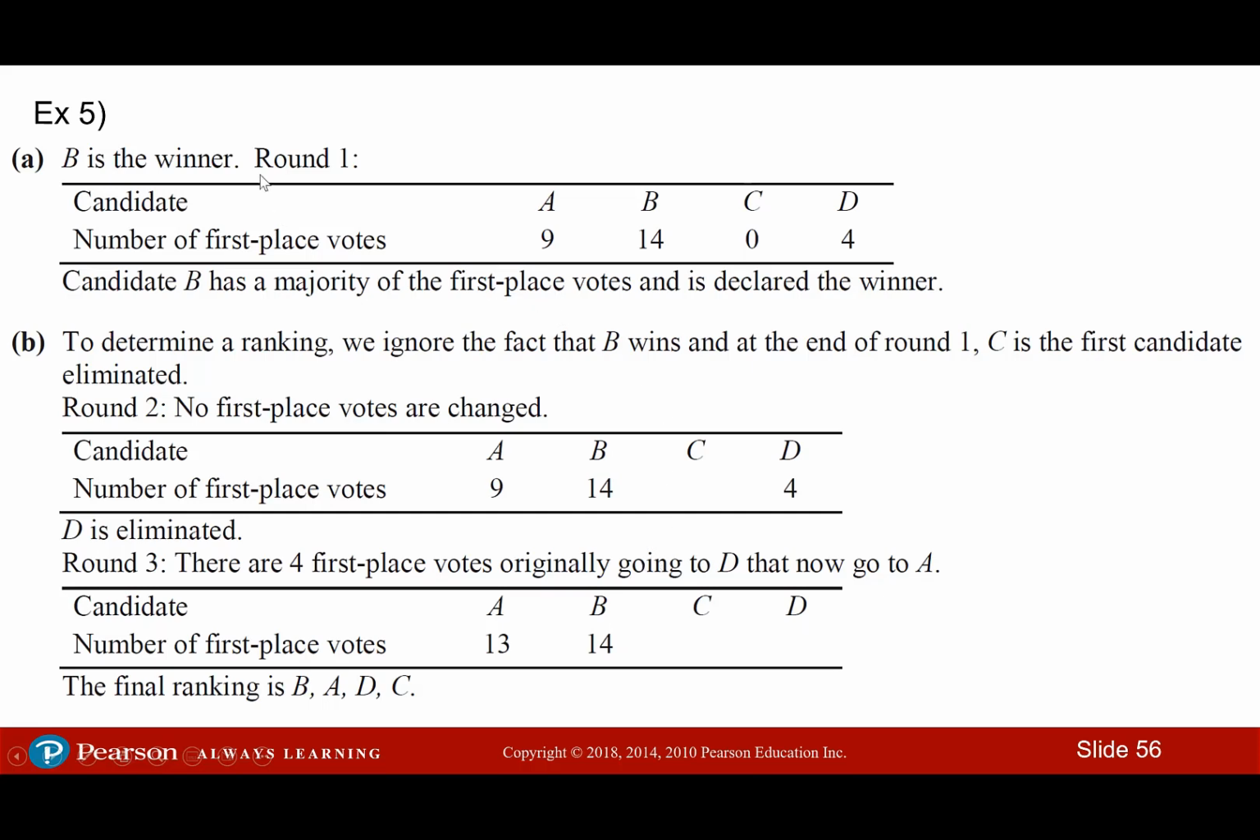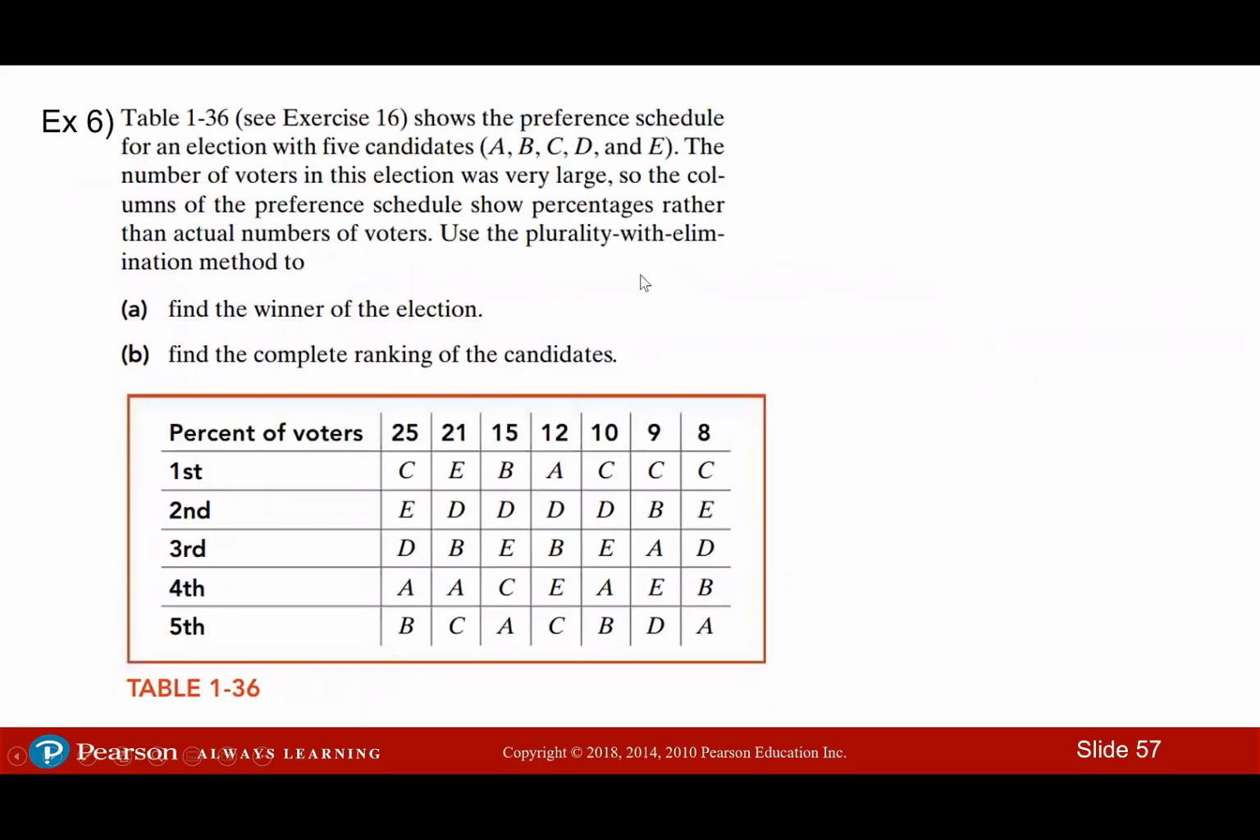Okay, so round 1. So round 1, what happened was this guy got a majority vote already. It was more than 50%, so he won right in round 1. Okay, a little bit more complicated here, just again, so you guys can do the homework. Let me flip my page over here.